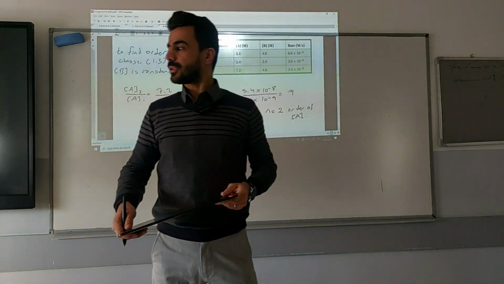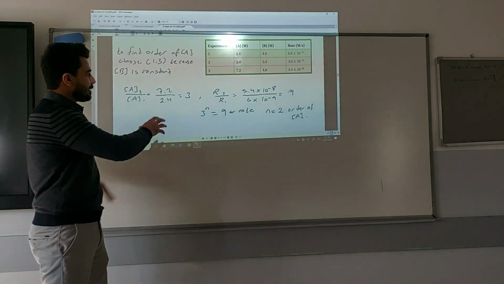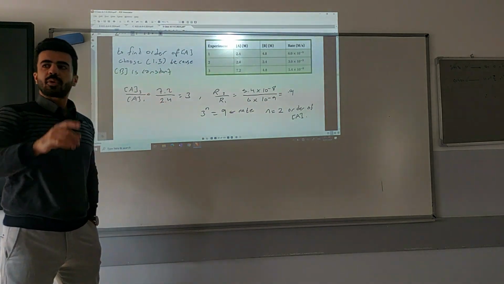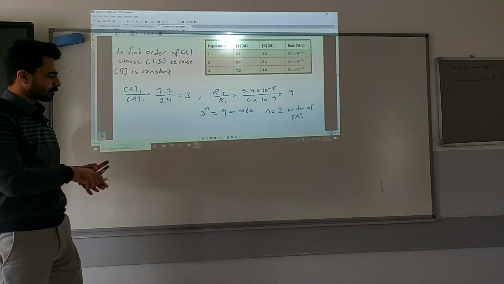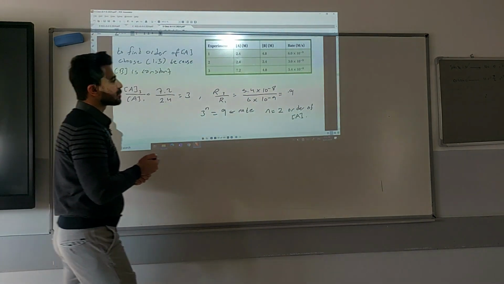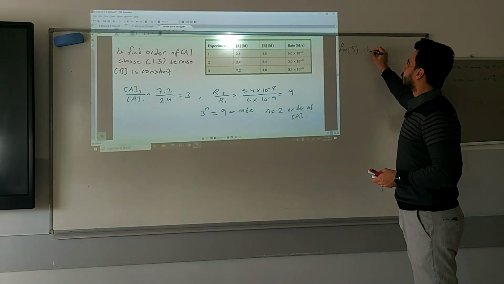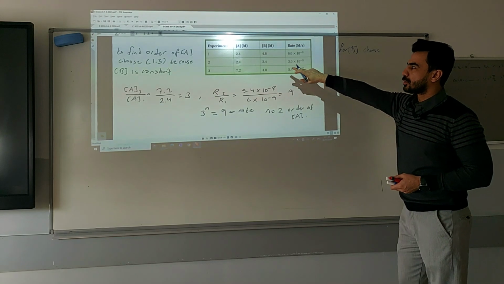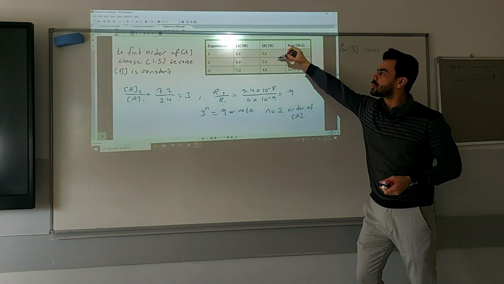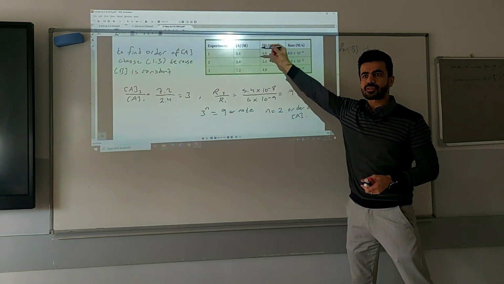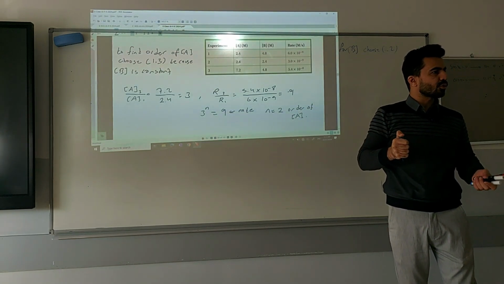Now, let's find the order of B. For A, we chose 1 and 3. So what do we have to choose for B? Let me solve it here. For B, choose 1 and 2. Why? Because in 1 and 2, the concentration is changed for B, but for A it is constant. So we have to choose 1 and 2, because A is constant.